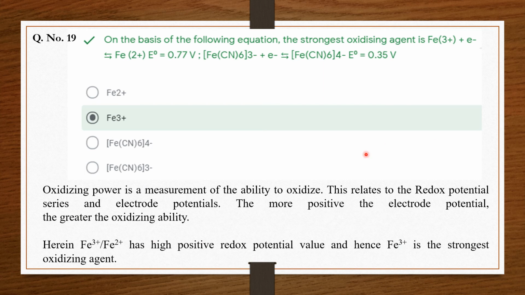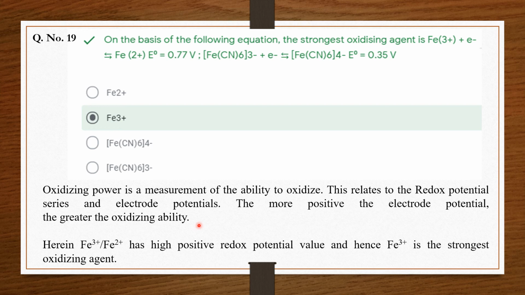The next question is, on the basis of the following equation, the strongest oxidizing agent is? So Fe3 plus to Fe2 plus, the reduction potential is 0.77, and potassium ferricyanide to potassium ferrocyanide reduction potential is 0.35. See, actually the oxidizing power is the measurement of the ability to oxidize. That means by means of the redox potential we can easily solve this. The more positive the electrode potential, the greater the oxidizing ability. The more positive E0 value reflects that it has the greater tendency to get reduced by itself. That means it acts as a better oxidizing agent.